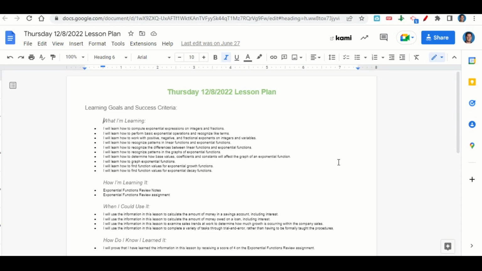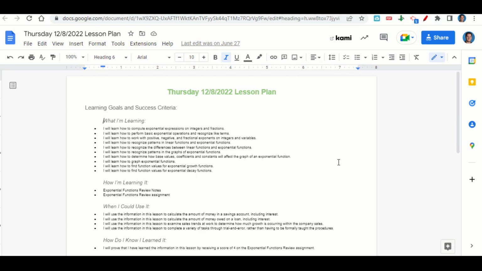We're learning how to compute exponential expressions on integers and fractions, how to perform basic exponential operations and recognize like terms, how to work with positive, negative, and fractional exponents on integers and variables, how to recognize patterns in linear functions and exponential functions, and to recognize the difference between linear functions and exponential functions.